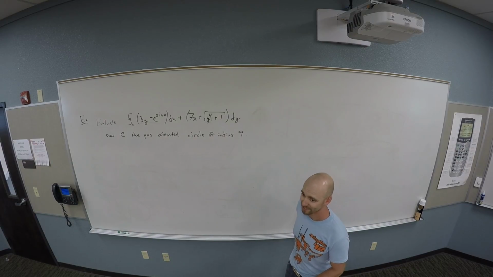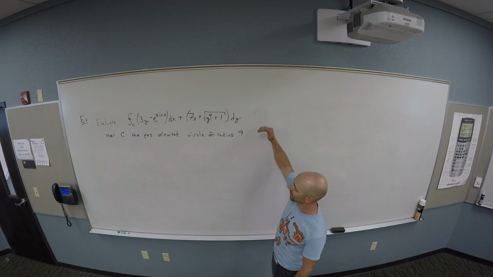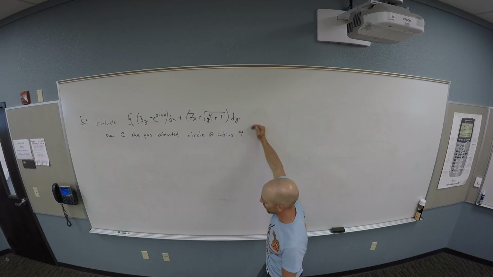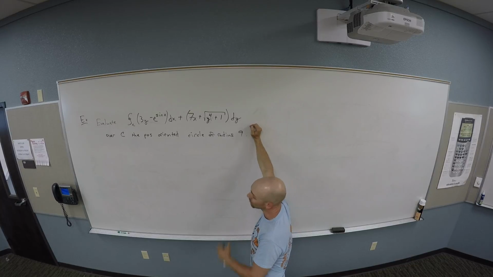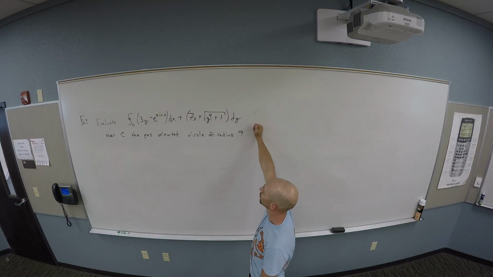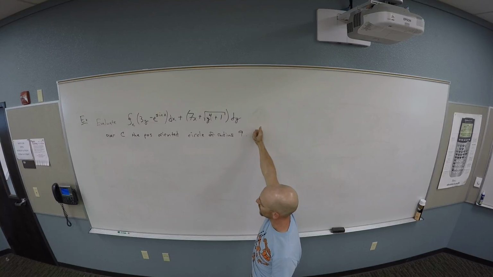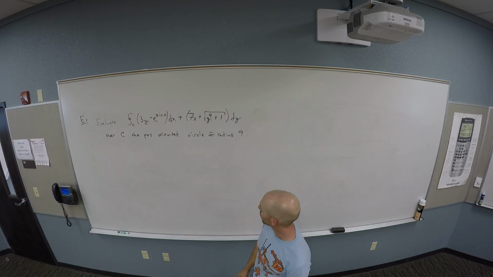So I want to evaluate the circulation over a curve C of (3y minus e to the sine x) dx plus (7x plus the square root of y to the fourth plus 1) dy, where C is the positively oriented circle of radius 9. Okay, there are two ways I could do this. One of them would suck.